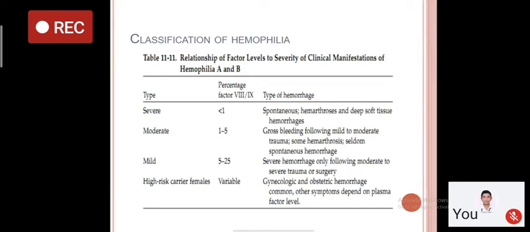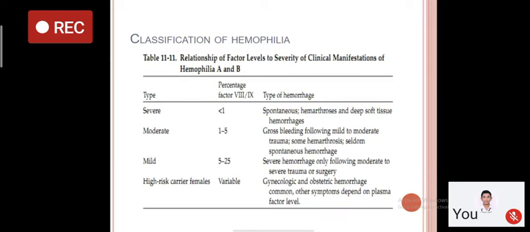Classification of hemophilia depending upon the severity: it's classified into mild, moderate, or severe hemophilia, and the type of hemorrhage also depends on the level of factor 8 or 9 in the serum. So both hemophilia A and B are classified in a similar manner. If the levels are between 5 to 25% of normal, then the patient is classified as having mild hemophilia, and severe hemorrhage occurs only following some kind of severe trauma or a major surgery.